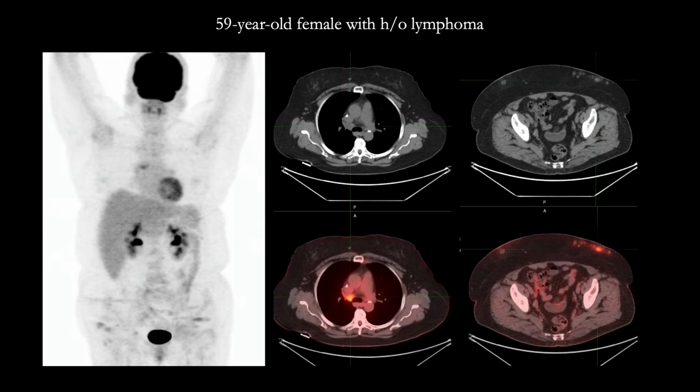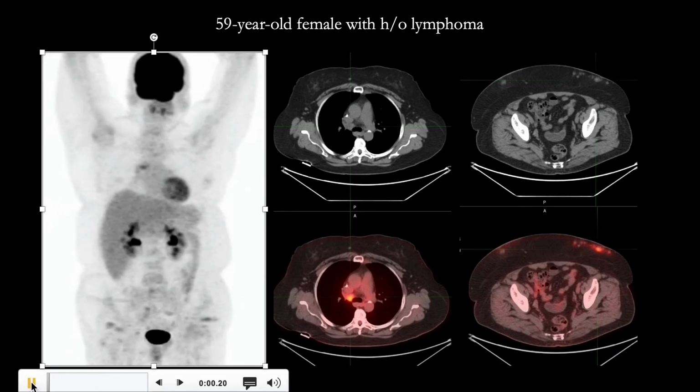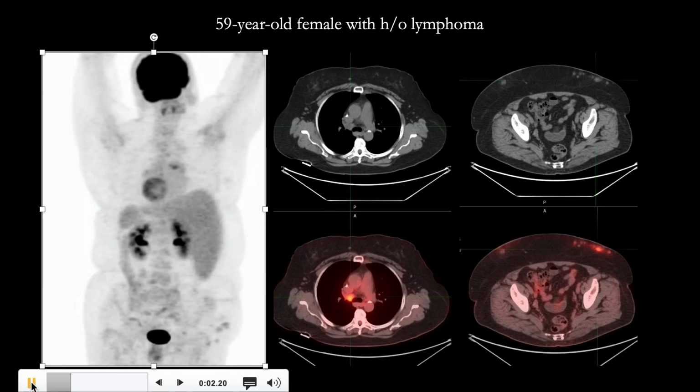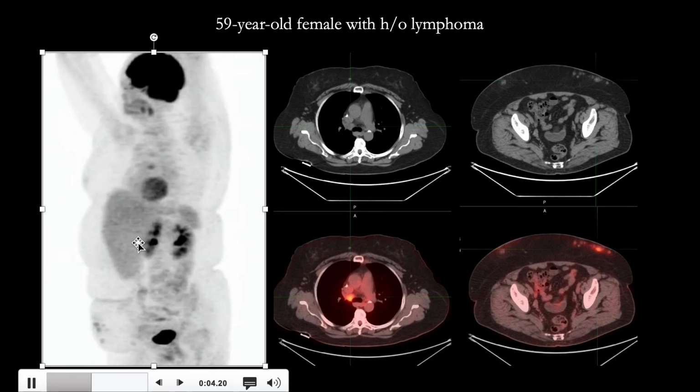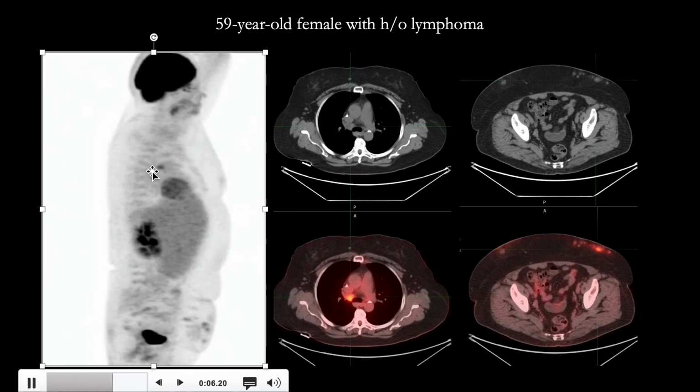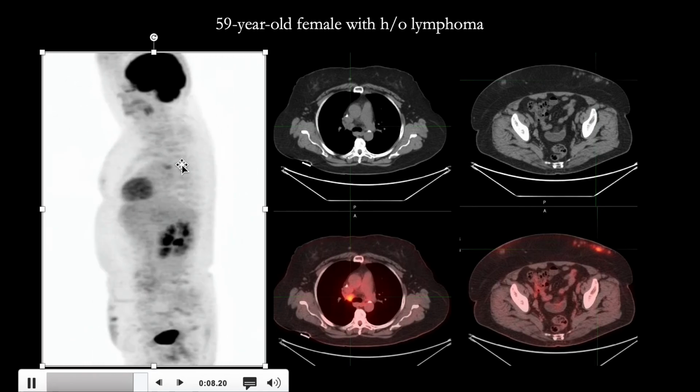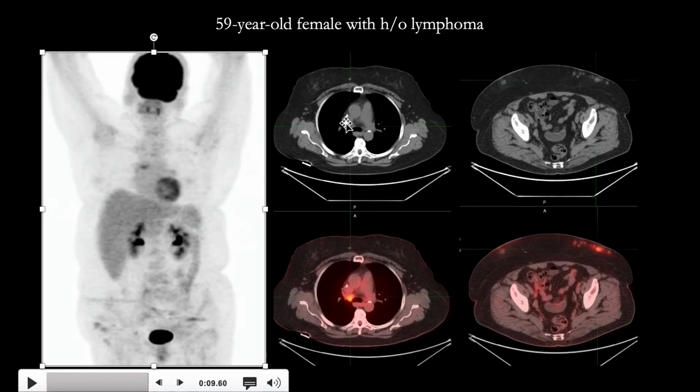Our next case is a 59-year-old female with history of lymphoma, and she had a whole body FDG PET-CT scan, which we will look at. Here's the rotating image. And this image shows a residual focus of hypermetabolism in the chest. This corresponds to a precarinal lymph node that we see here on the CT with hypermetabolism.